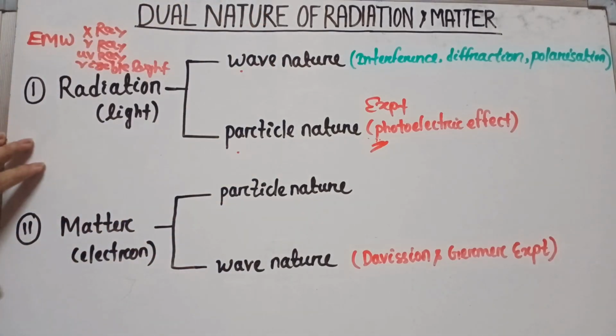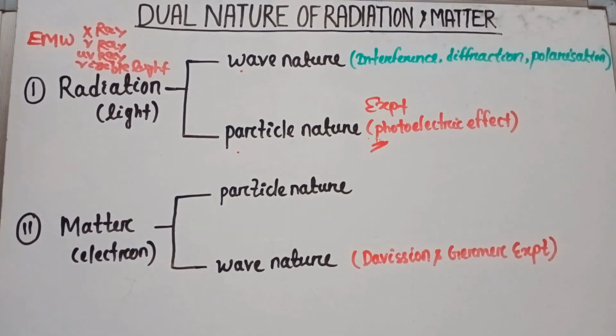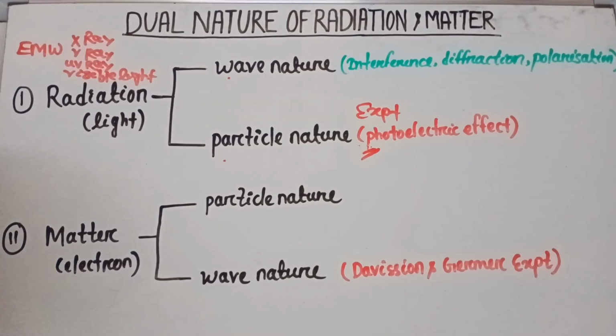Now go to the second, that is matter. For matter, we take the example of the electron. We know that the electron is a particle and has particle nature. But the electron also has wave nature, and that was concluded by the Davisson-Germer experiment.